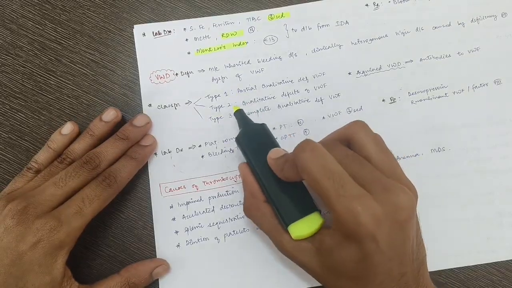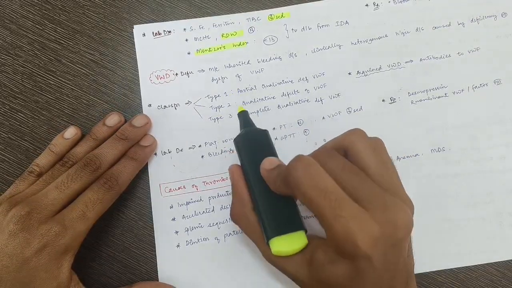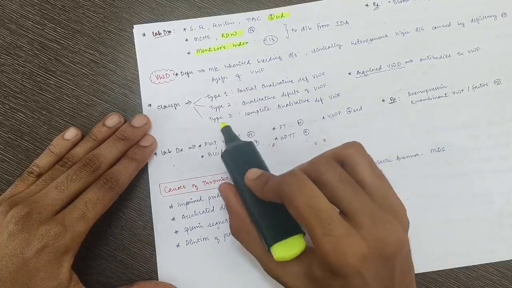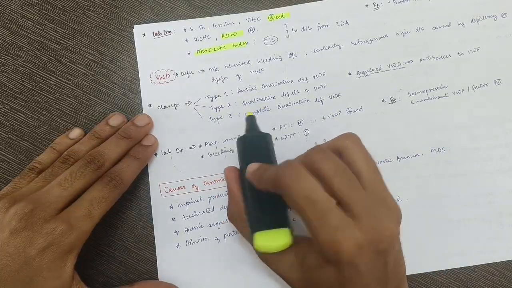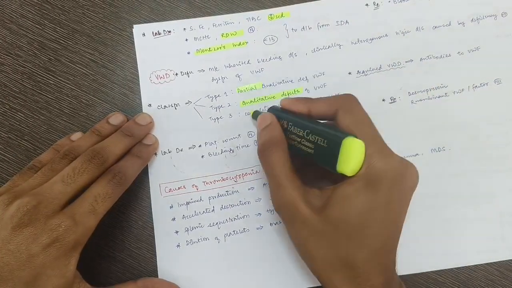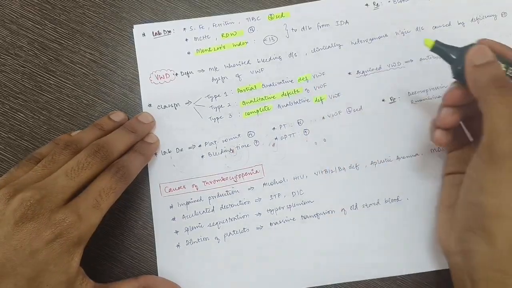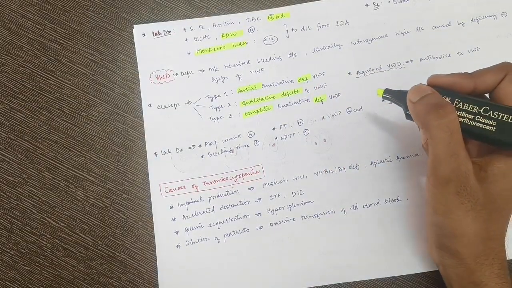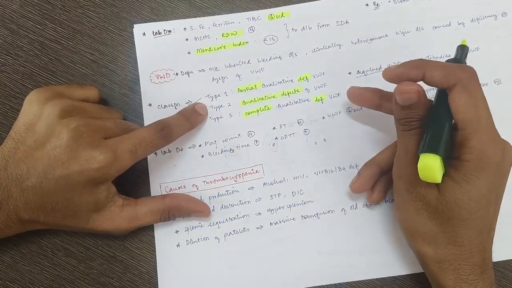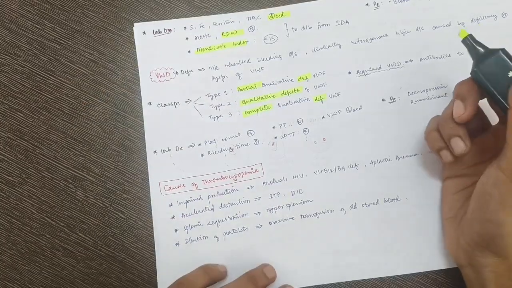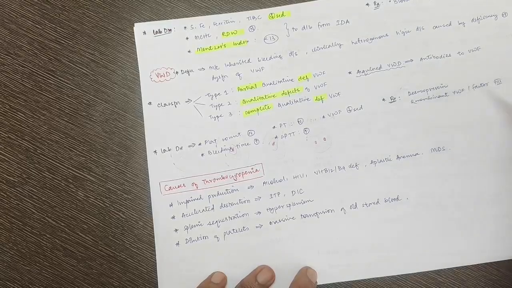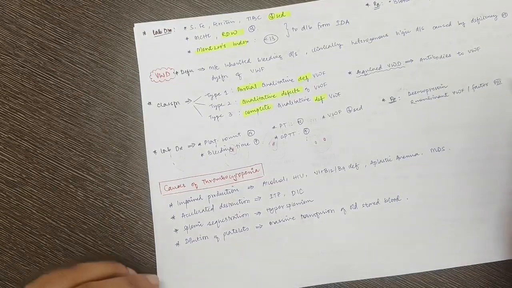Okay, so what are the types in case of von Willebrand's disease? There are three types: type 1, type 2, type 3. In type 1 and type 3 there is a deficiency, whereas in type 2 there are qualitative defects. Sorry, I pronounced it wrongly. That is, in the first and third you are going to see the deficiency, whereas in the second you are going to see the qualitative defects. There is also something called acquired von Willebrand's disease, where some antibodies are produced against von Willebrand's factor.